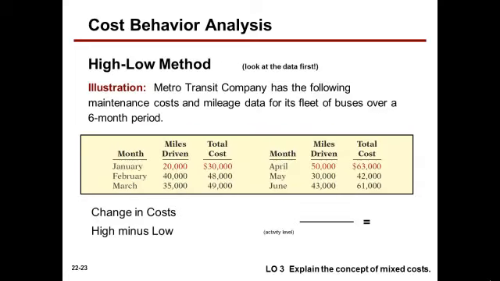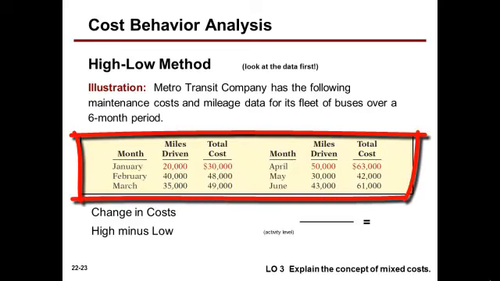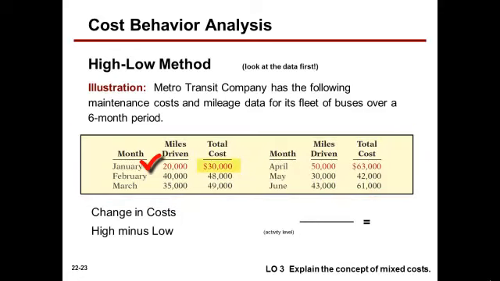Let's look at an example. We have to look at our data first. The graph below shows our total miles driven and our total cost operating a fleet of buses during these time periods. Scanning the total cost here, we see that we have a low level of $30,000 per month in January and a high level of $63,000 per month in April. That's our high and low point.